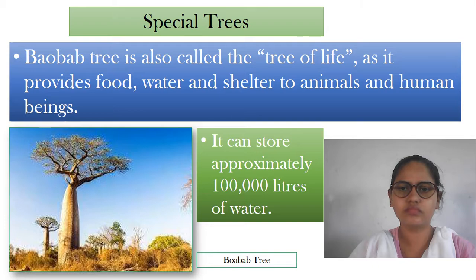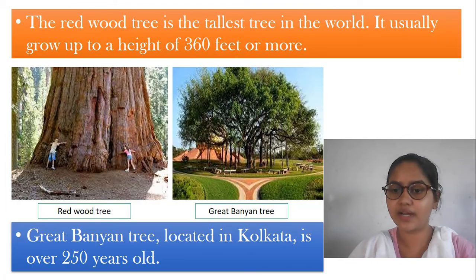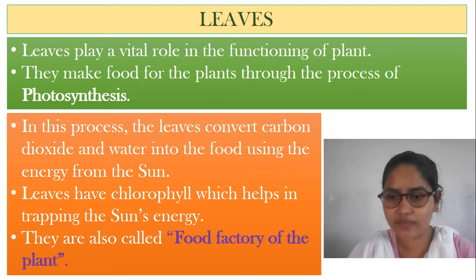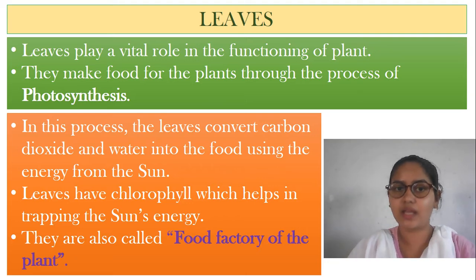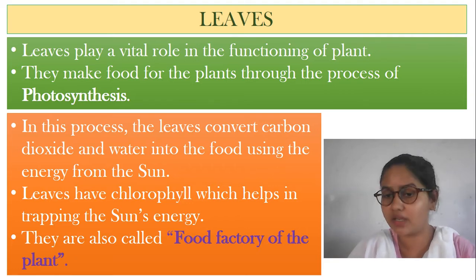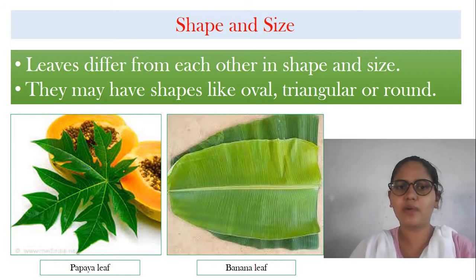We learn about special trees, right, and then about the leaves, how the leaves are useful for us and how we use leaves in our daily lives. In this process, leaves convert carbon dioxide and water into food, with chlorophyll. About the food factory, why it's called food factory, we learn it, right? And then we learn about the shape and size.